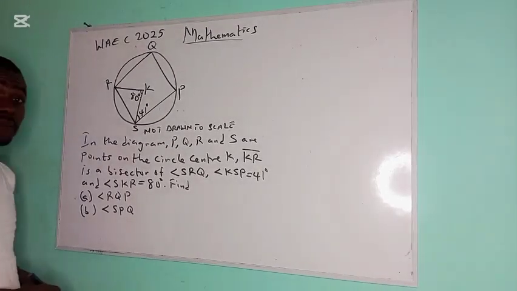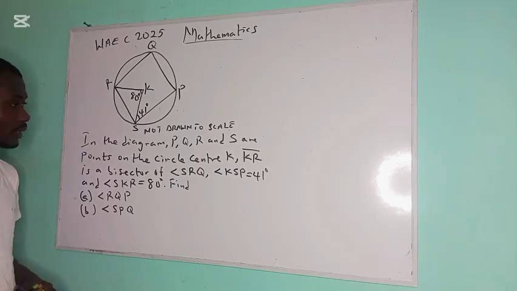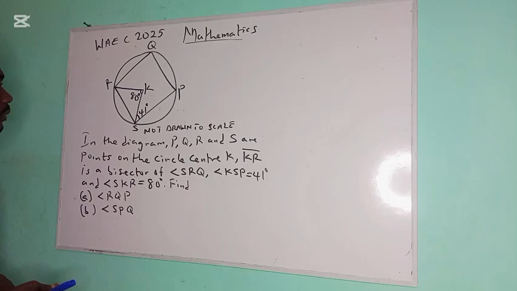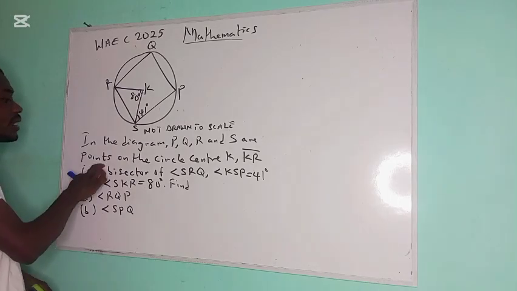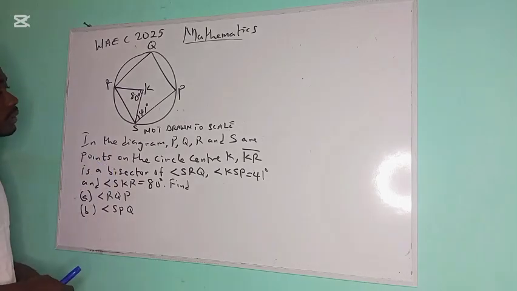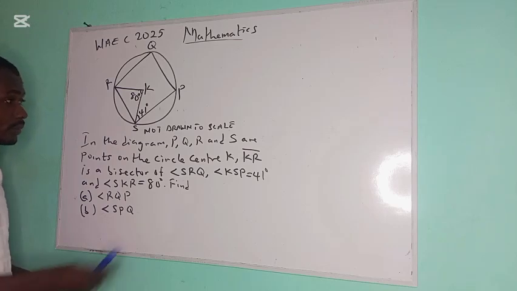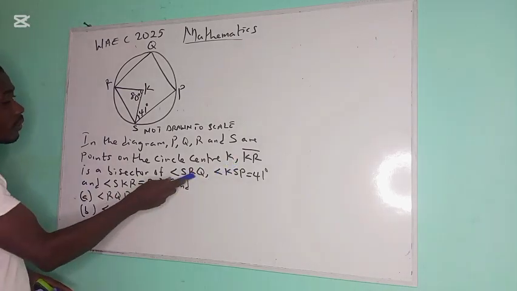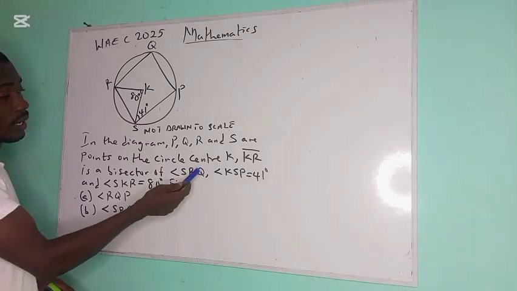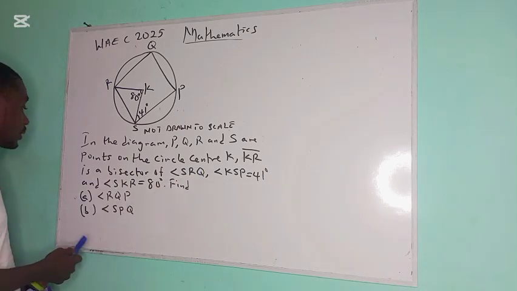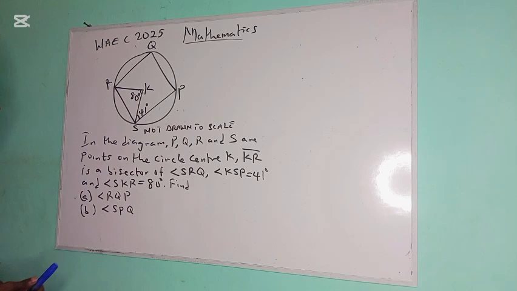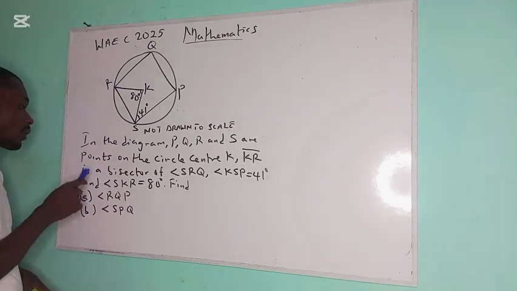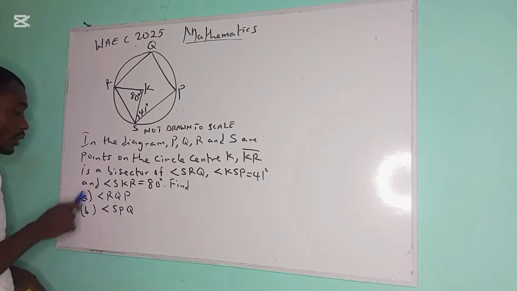So here is a question for you guys. In a diagram, P, Q, R, and S are points on the circle center K. Line KR is a bisector of angle SRQ. Then angle KSP is equal to 41 degrees and angle SKR is equal to 80 degrees. Find (a) angle RQP, (b) angle SPQ.